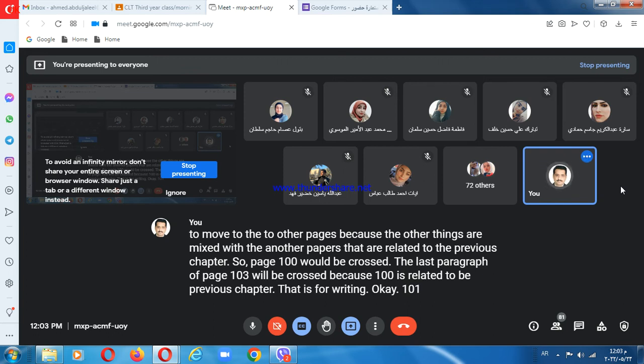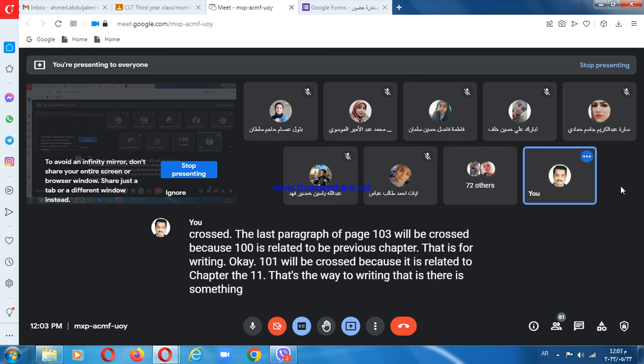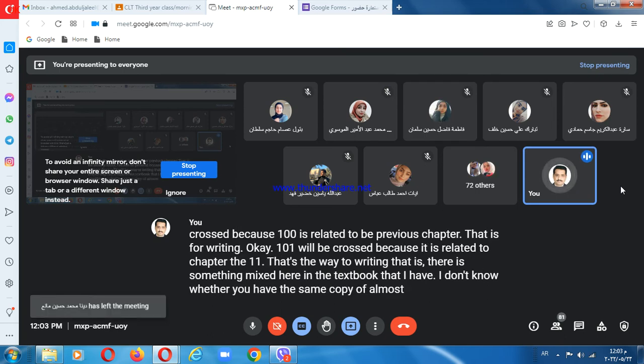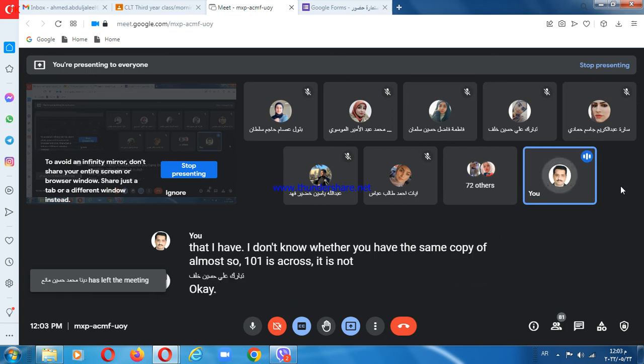101 will be crossed because it is related to chapter 11, that is related to writing. There is something mixed here in the textbook that I have. I don't know whether you have the same copy or not. So 101 is crossed. It is not related to grammar.